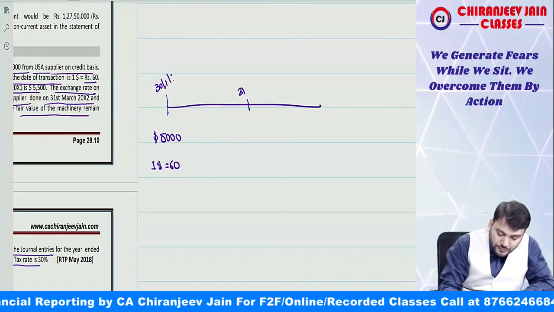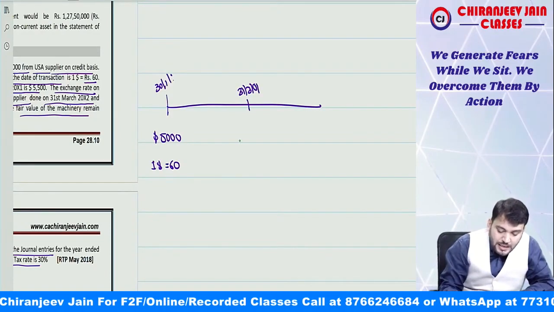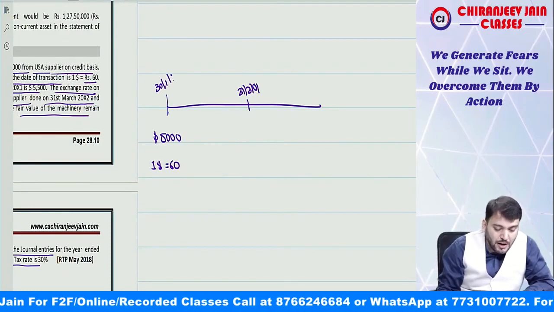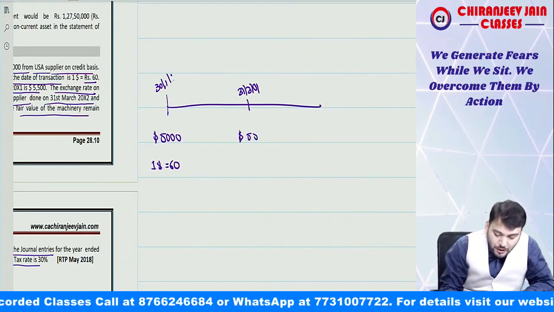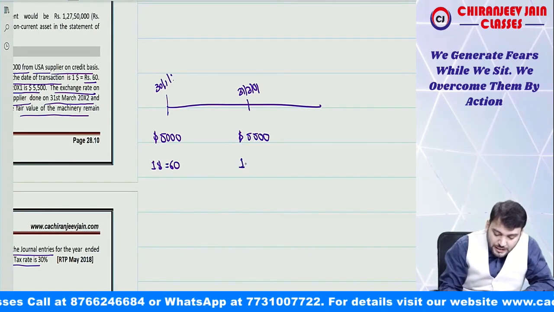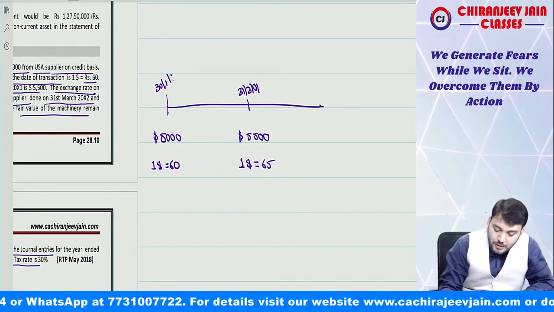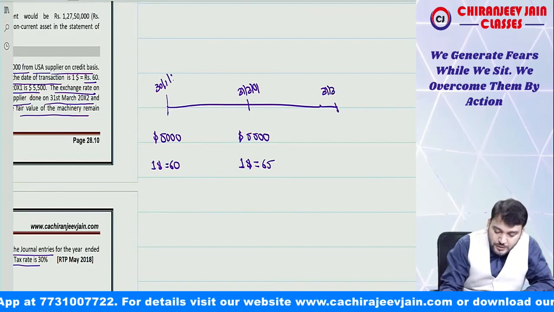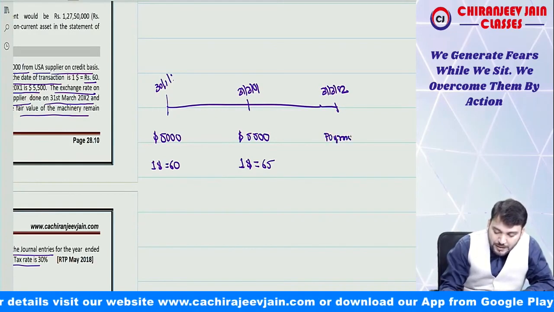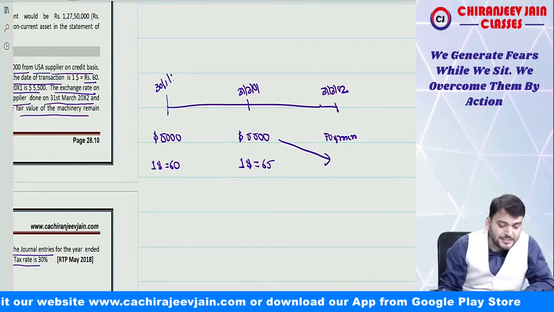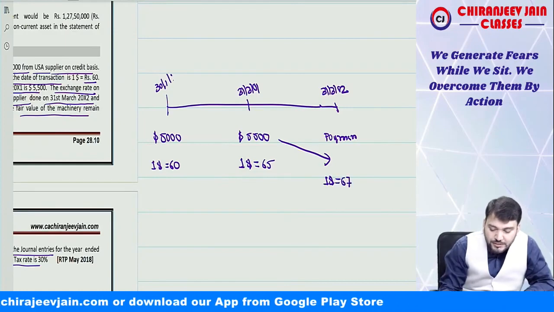On 31st March 2001, they have done revaluation at $5,500. And on this date, $1 is equal to 65. And on 31st March 2002, payment was done, and the fair value remains the same. On this date, $1 is equal to 67.